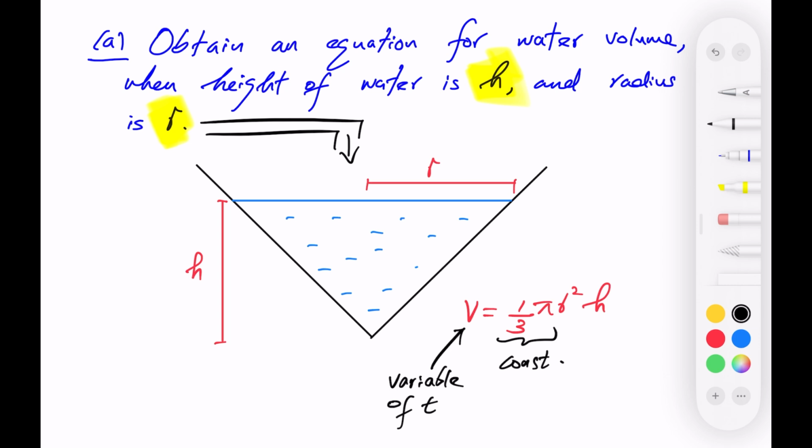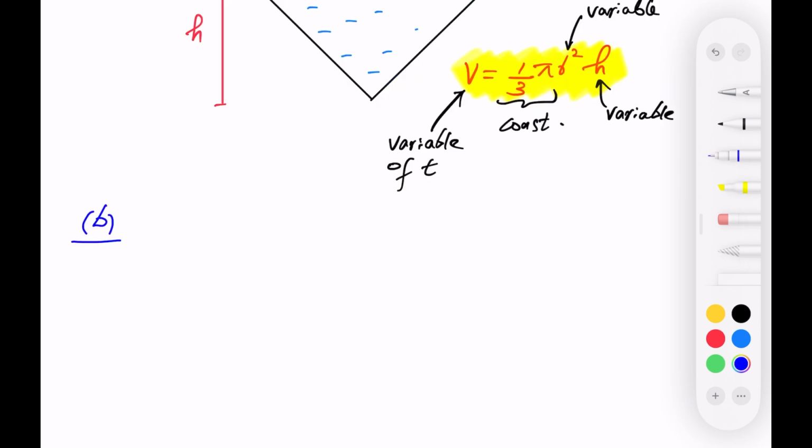How about r squared? Of course, as the water level increases, the radius also increases. Therefore, r is a variable of time t. What can you say about h? H also increases as you keep on pumping water. Therefore, h should also be a variable of time t. Now we are done with that first part. Let me go ahead and highlight the equation obtained. And in that equation, we know what are the constants and what are the variables. Let's go on to part B. Differentiate with respect to time t.